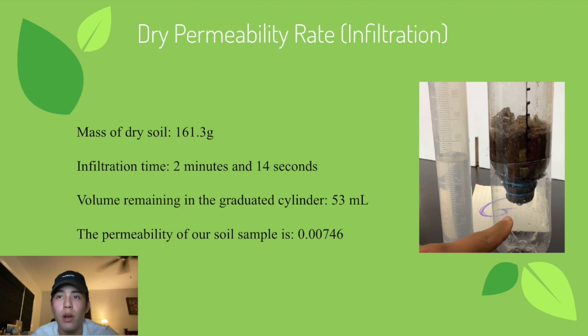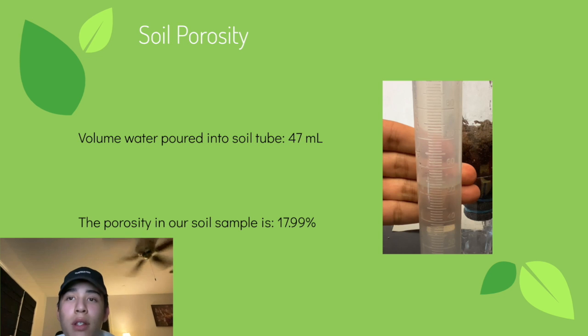After we poured the water into the soil, it took 2 minutes and 14 seconds for it to completely saturate in the soil. Therefore, the permeability of our soil sample is 0.00746. Okay, so soil porosity is important because the seeds and the roots need oxygen.